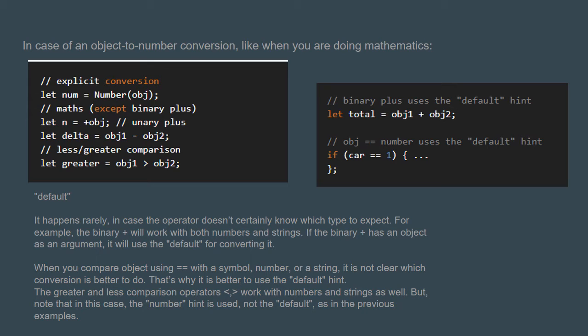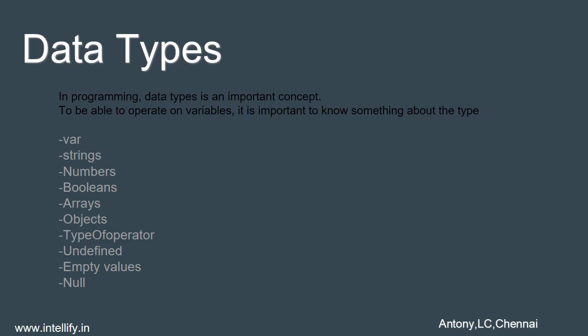The greater and less comparison operators work with numbers and strings as well. But note that in this case the number hint is used, not the default as in the previous example. If we use triple equal to, it will compare whether it is a number or a string, and if they are not of the same type, then it will return false in the boolean.